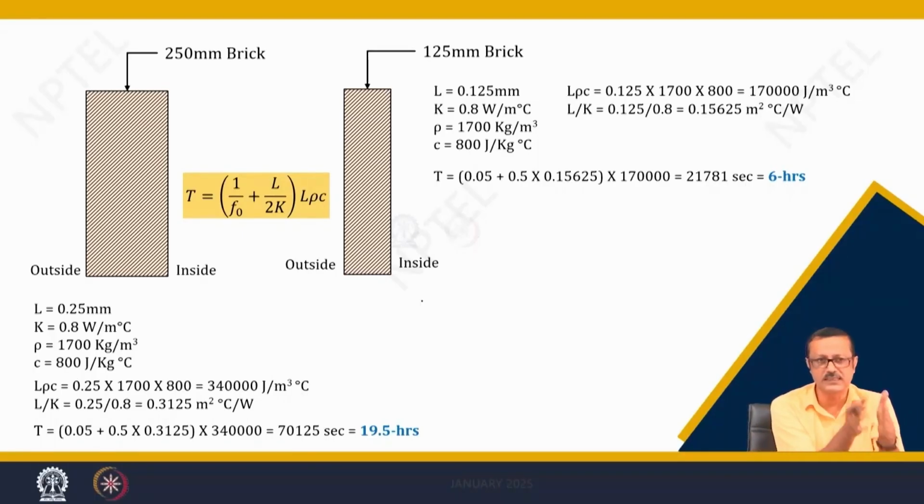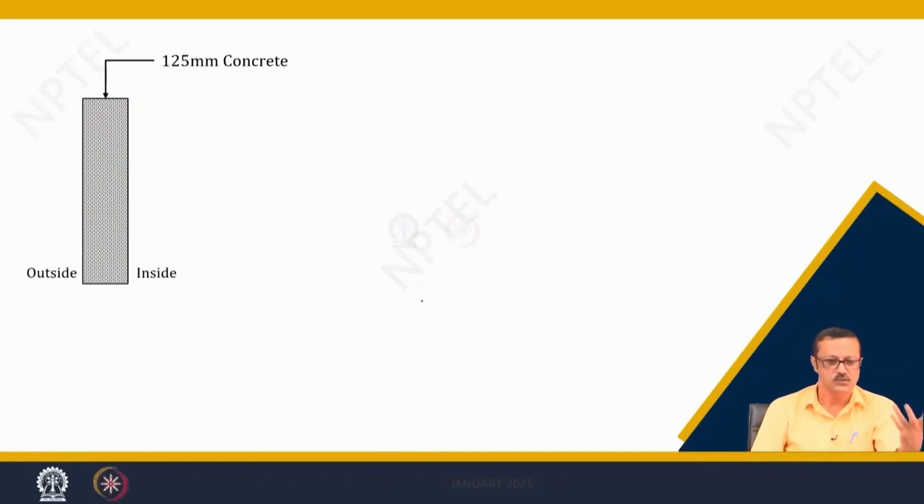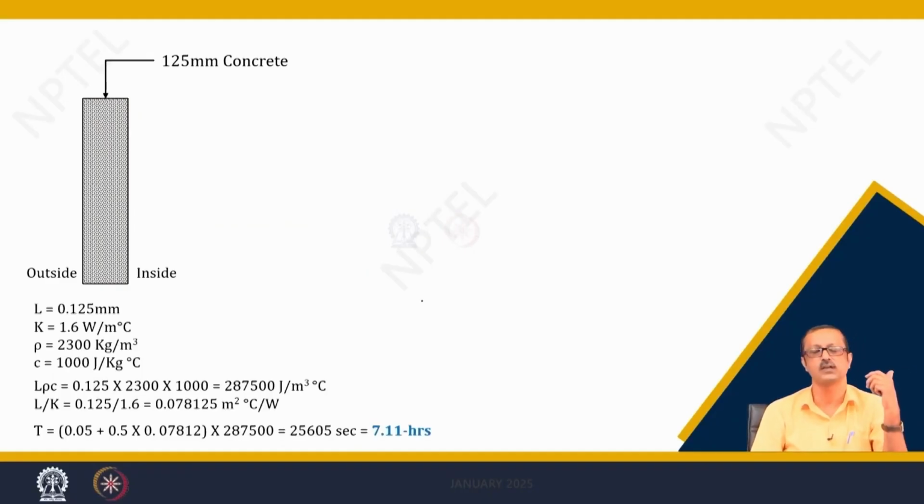So, the thin wall will never protect that much; the thick wall will protect more. Half of the thickness reduces it by more than 3 times. But it is not the thermal lag, it is the thermal time constant that is going to be storing the heat and sending the heat, how much storing the heat versus the U value. I have computed for a 125 mm thick concrete wall, and the value is 7.11 hours.